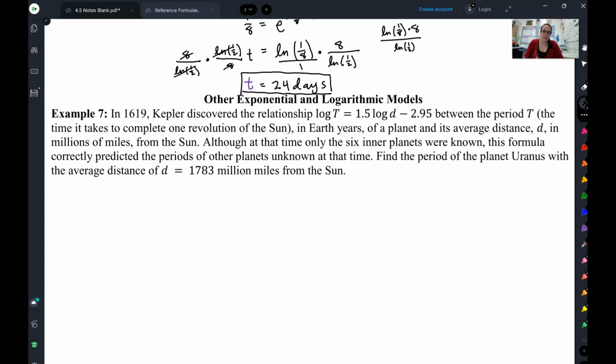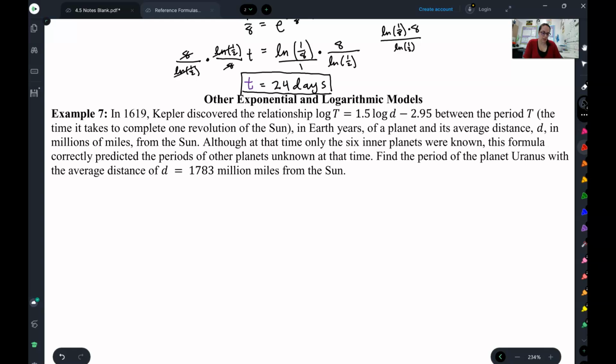The rest of the problems on this lesson do not use formulas from your formula sheet. In all of these problems, they will give you a formula to use and apply. So let's read example 7. In 1619, Kepler discovered the relationship this.